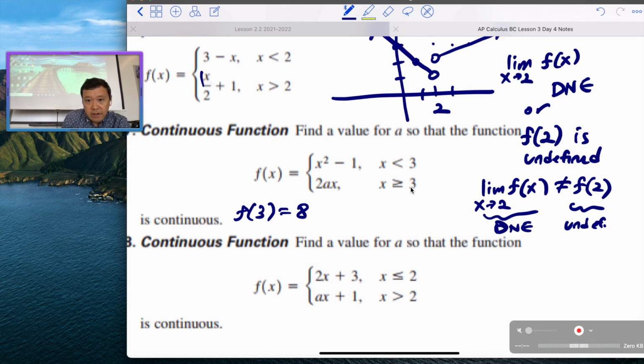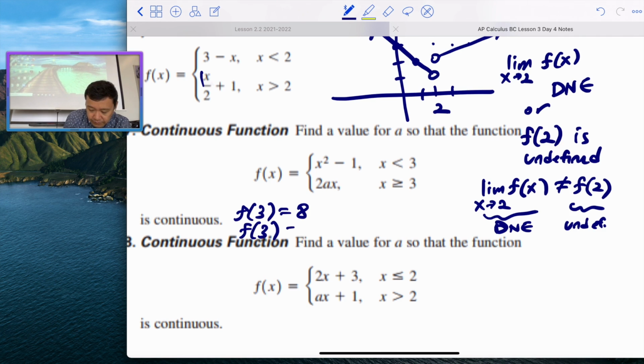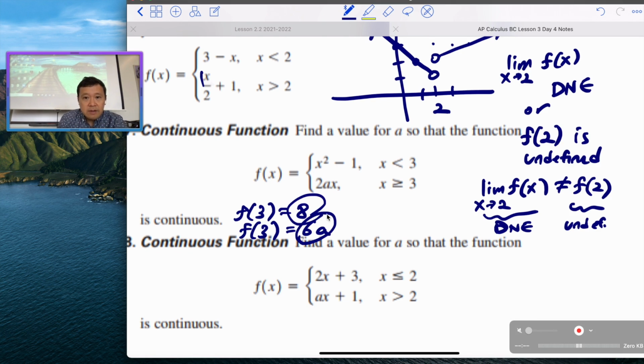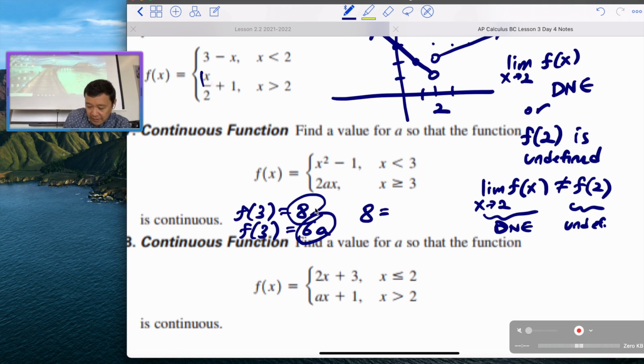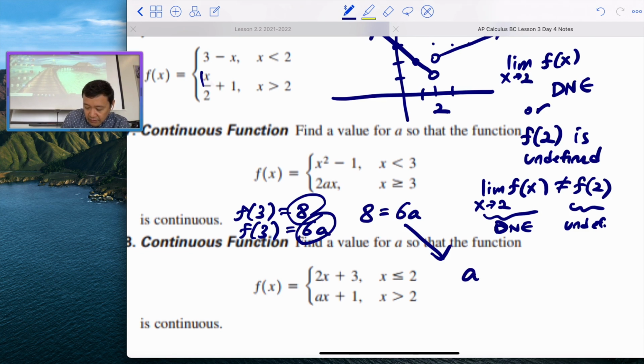And when x equals 3 for the second row right there, 2 multiplied by a times 3 would give me 6a on the right side. Now, as long as these two numbers are matching, then the left side of the piecewise function will connect to the right side, and we have a closed circle anyway on the right-hand side. So this function will be continuous at that point. So now we just gotta match 8 with the 6a and solve for a. Your a value would be 8 over 6, which is equal to 4 over 3 right there.